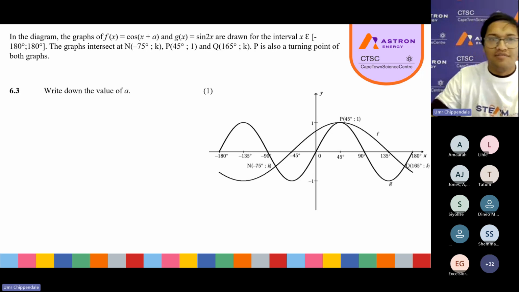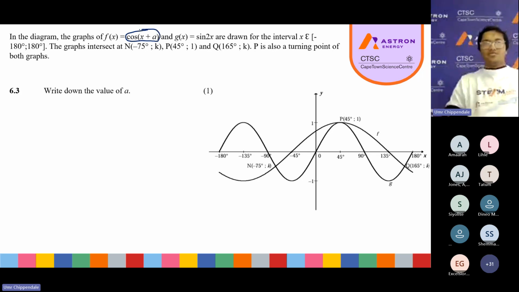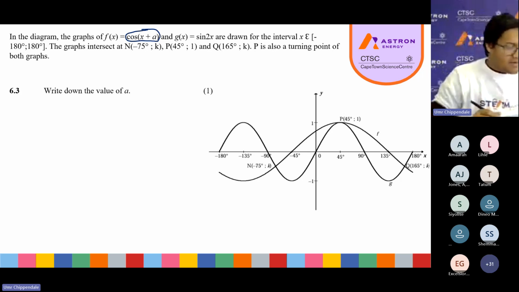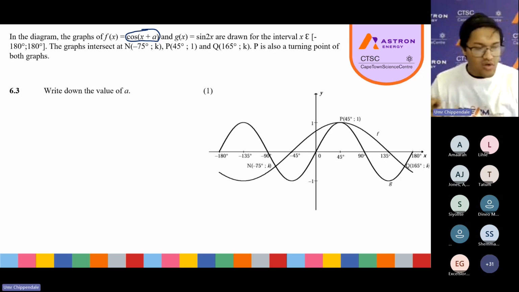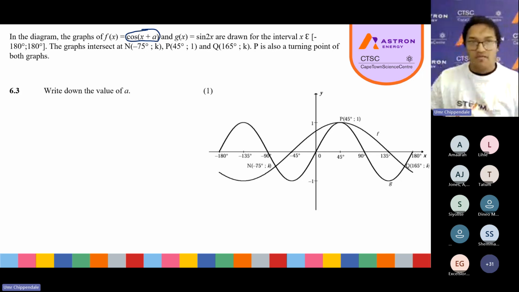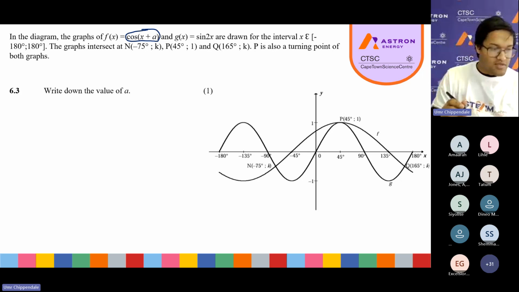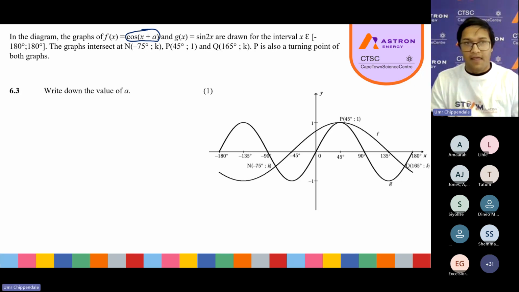Okay, now moving on. Write down the value of A. So where is A? Here is A. So we see A is here in our f of x graph, which is written as cos x plus A. Right, so that is going to be by our 6.3. So in order for us to answer this, we need to find a point on this graph, right? Because as soon as we have a point, we'll be able to answer this correctly. All right, so I want to find out what is that A.